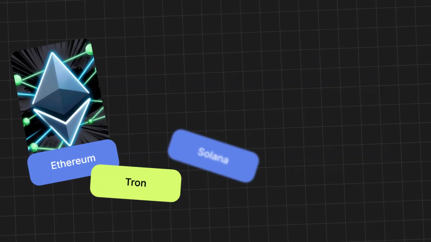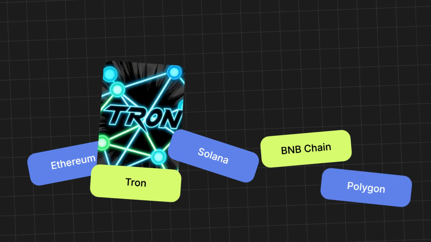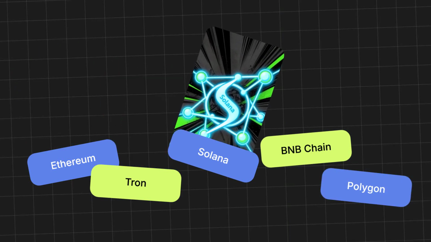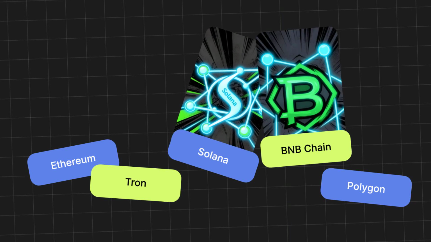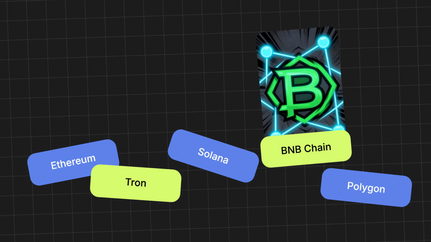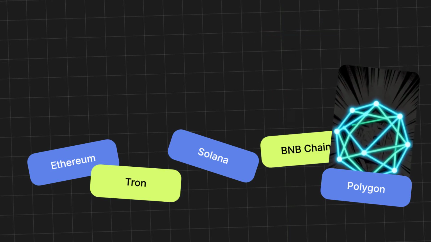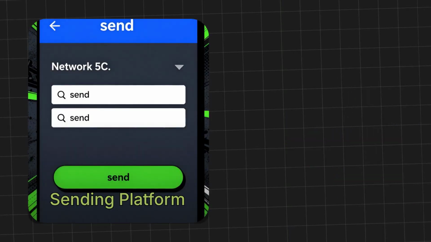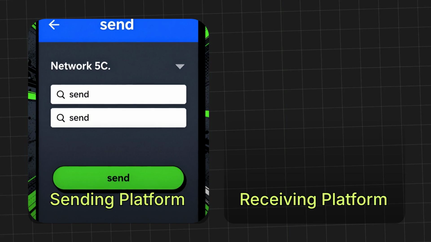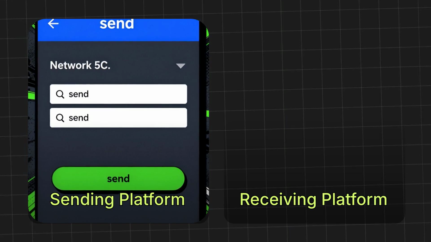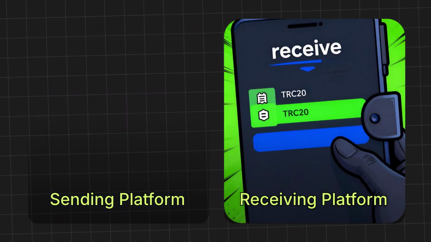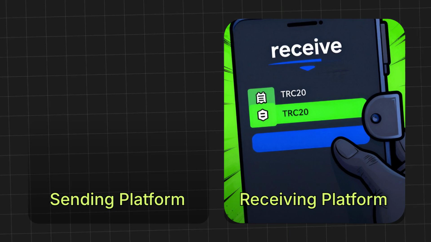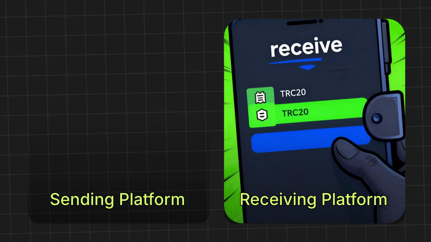One of the biggest mistakes people make is sending stablecoins using the wrong blockchain network. USDT and USDC exist on multiple networks, including Ethereum, Tron, Solana, BNB Chain, and Polygon. Before sending, always make sure the sending and receiving platforms support the exact same network. For example, if you send USDT using the TRC20 network, the receiving wallet or exchange must also support TRC20 deposits.